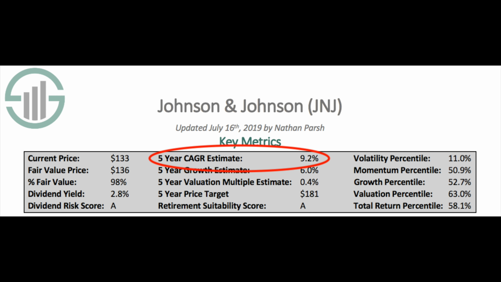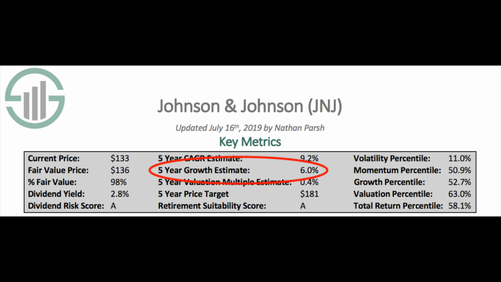The second column of the key metrics section shows the sources of expected return for the company in question. The first metric is our 5-year CAGR estimate, which is the expected total return over the next 5 years for investors who buy today. It is the product of dividend yield, our 5-year growth estimate, and our 5-year valuation multiple estimate. This return figure, as well as all other return figures in these reports, is expressed on an annualized basis.